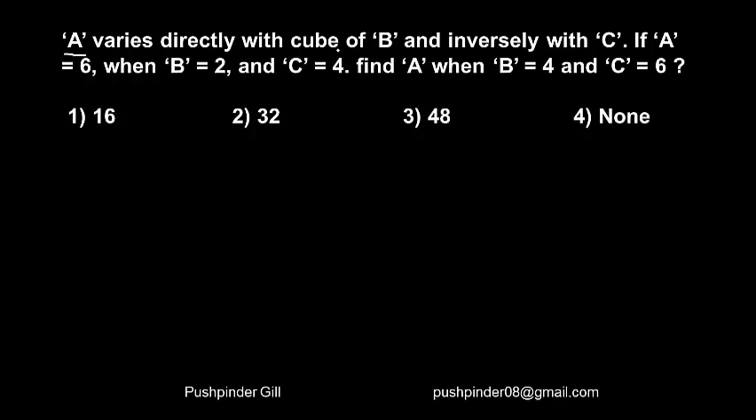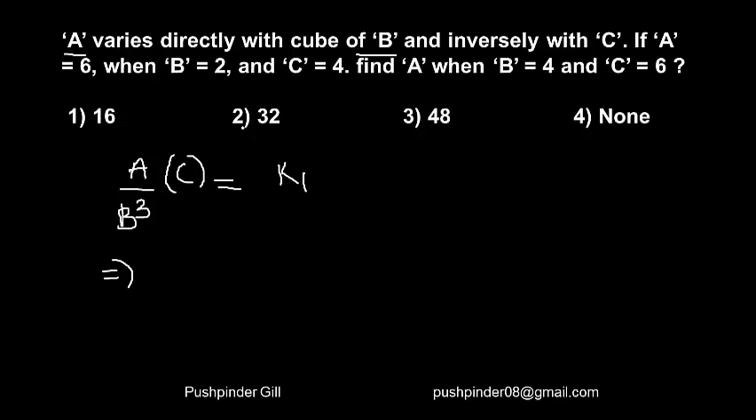A varies directly with the cube of B. That means if it varies directly, that means A upon B cube is a constant, right? It's some constant. And inversely with C, that means even if I multiply with C, it's going to give me some value of constant. Let us say the constant is K1. So A is directly proportional to B cube, that means A by B cube, inversely proportional to C, that means A into C. This is why it's going to give me a constant. Fine. Now let's go ahead and solve the question.